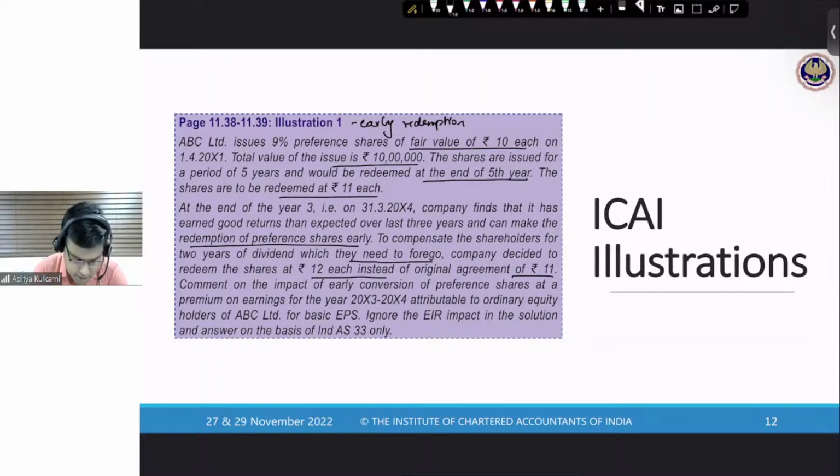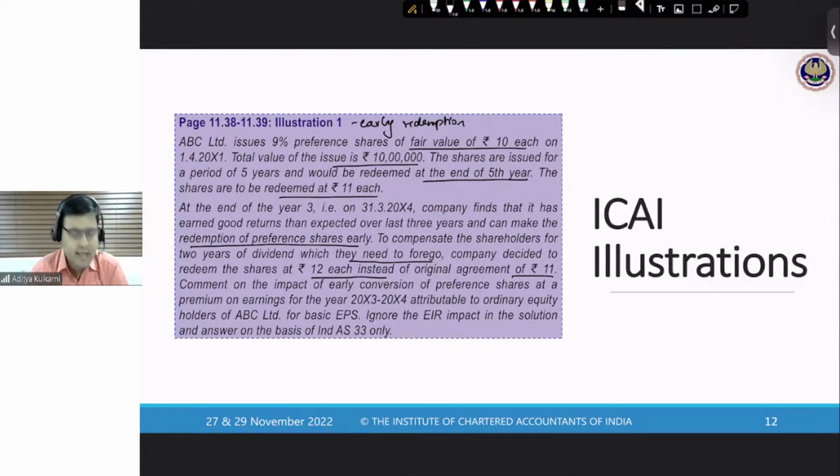Comment on the impact of early conversion of preference shares at a premium on earnings for the year X3, X4 attributable to ordinary equity holders of ABC Limited for basic EPS. Ignore the effective interest rate impact in the solution and answer only on the basis of Ind AS 33.